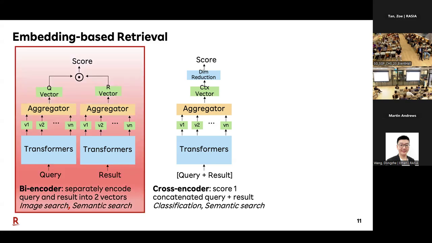Okay. And as you can see, in semantic search, when we talk about models, we are talking about the bi-encoder. And in production, we also call this the two-tower model.